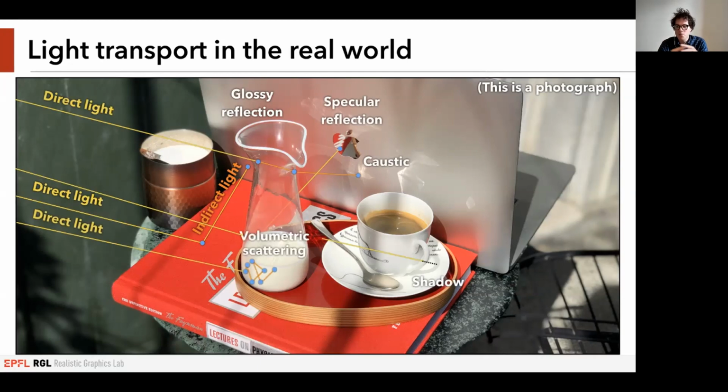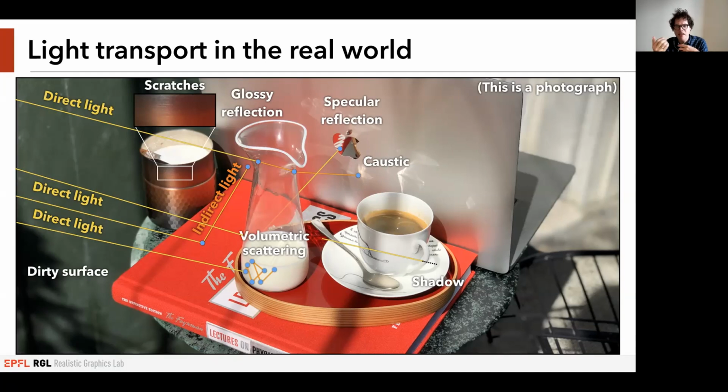Light that goes into the pitcher of milk interacts with the fat bubbles that make up the milk, and it kind of bounces around back and forth before coming out somewhere completely else. And this is what gives milk its typical glow. If we didn't simulate that, it would not look very appetizing in a rendered image.